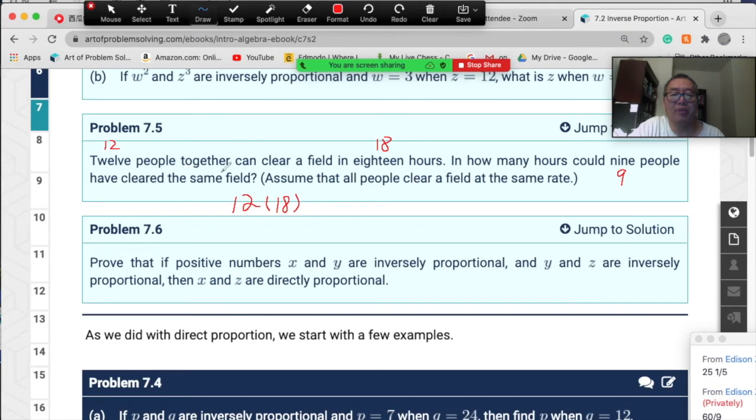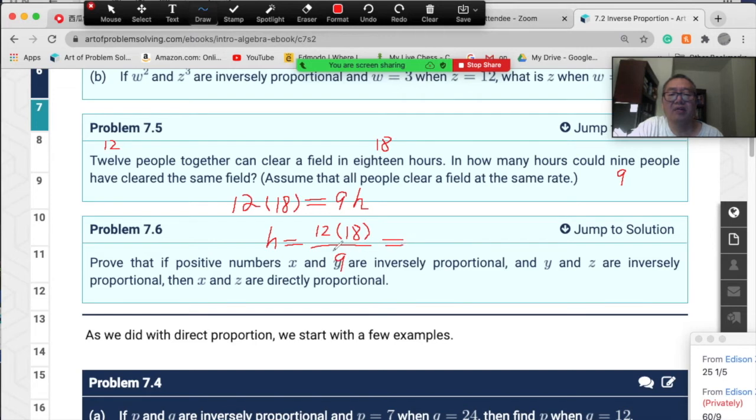So see here, 12 people together can clear a field in 18 hours. So that means if you want to clear this field, you need 12 times 18 worker hours. So now they said, in how many hours could 9 people have cleared the same field? They ask you how many hours you need for these 9 people to clear the same field. So that's 9 times h. Suppose that's the number of hours we need for these 9 people. So then we can solve this equation. That will be h equals 12 times 18 divided by 9.